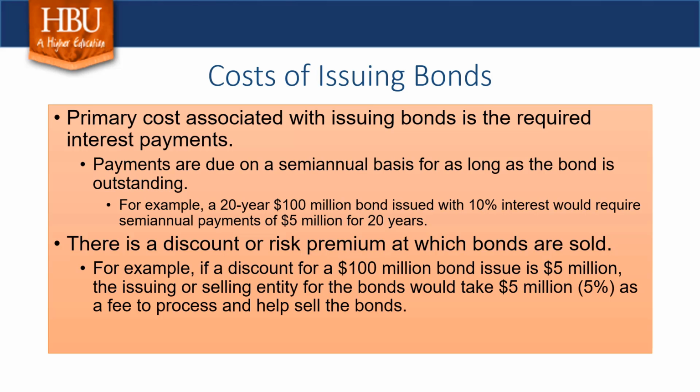So what is the cost to an organization or even a city for issuing bonds? The primary cost associated with them is the required interest payment. Payments are due in the form of interest on a semi-annual basis for as long as that bond is outstanding. There is a discount or risk premium at which bonds are sold. For example, if a discount for a $100 million bond issue is $5 million, the issuing or selling entity for the bonds would take $5 million or 5% as a fee to process and help sell the bonds.